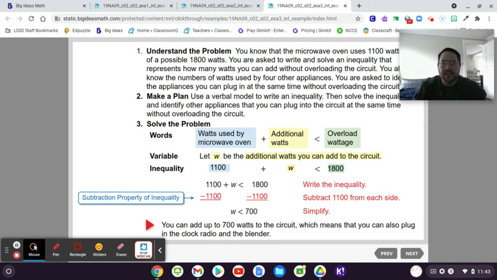So if you can solve equations, you can solve inequalities. And if you have any questions, make sure to let me know. Good luck.